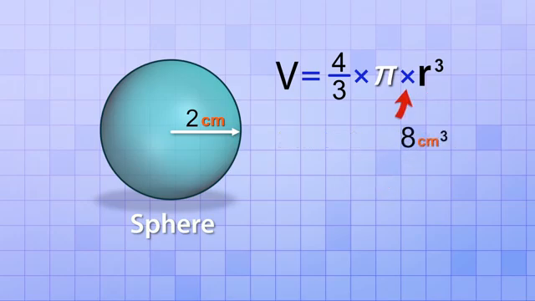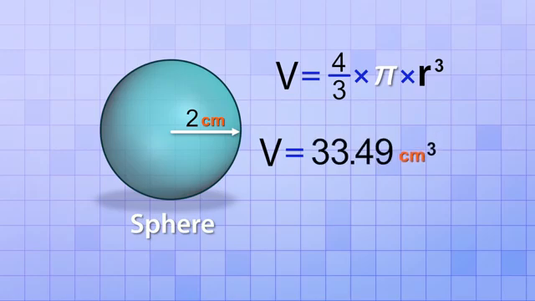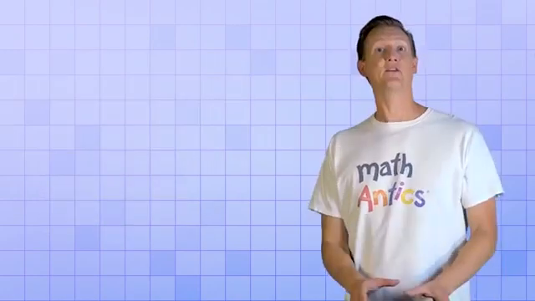Next, we'll multiply that by our approximation for pi. 3.14 times 8 is 25.12. And last, we multiply that by 4/3, which is the same as multiplying by 4, then dividing by 3, which gives us a volume of 33.49 centimeters cubed. Now let's try a cone.